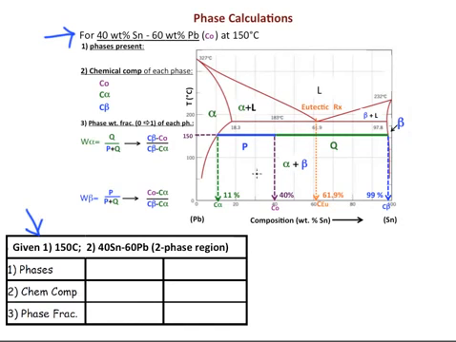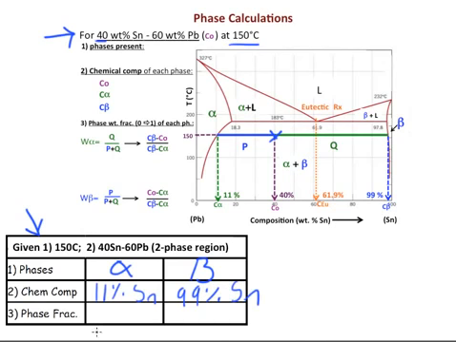So phases present, we're given 40% and 150, so right there. All right, phases, we know we're in the alpha plus beta region, and then this now becomes our alpha column, and this now becomes our beta column. Chemical composition of alpha, start from our point, go over, down, left down, so that'd be 11% tin. For our composition of beta, we go over, down. So that would be 99% tin.